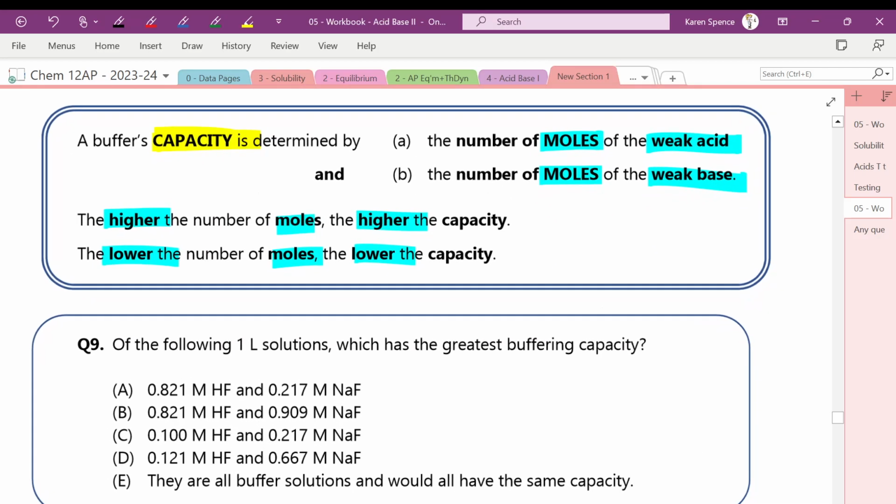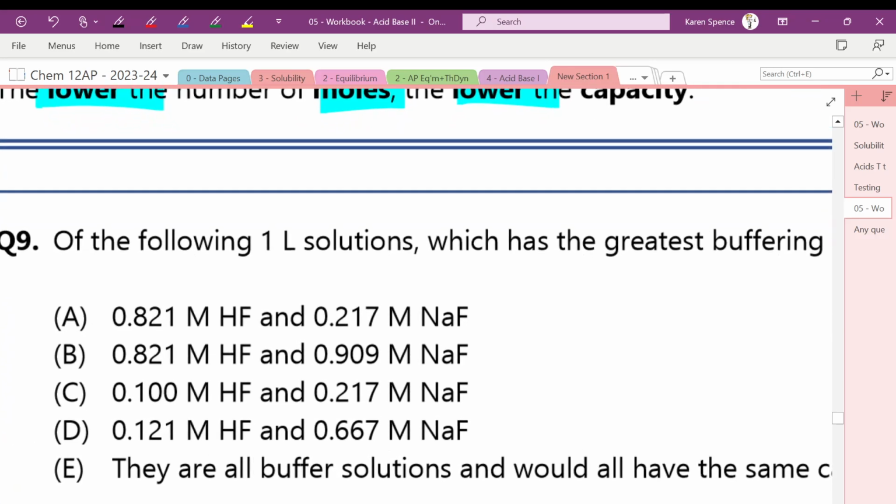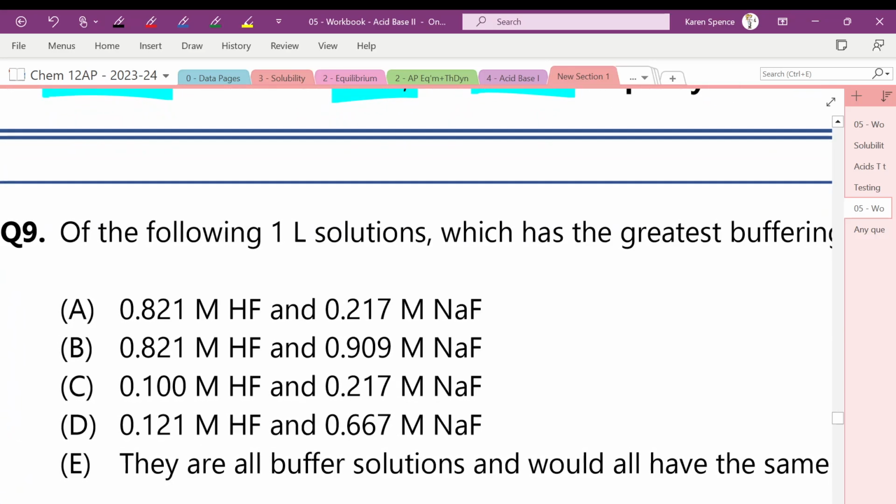So you might get a question like this one: of the following 1 liter solutions, which has the greatest buffering capacity? The one that's the biggest. Yes? Because you have more stuff, you will run out later.